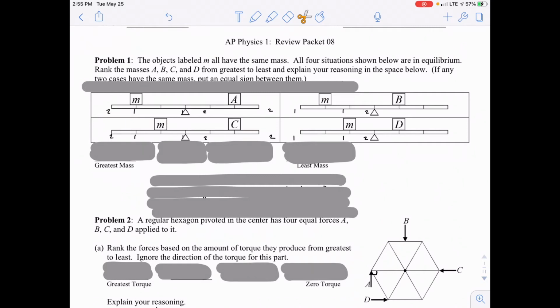Hello and welcome. In this video, we're going to be looking at the review packet for AP Physics 1 rotational motion. This will include rotational kinematics, rotational dynamics, including balanced torques and net torques, as well as rotational energy, rotational inertia, and angular momentum. This will include review packets 8 and 9 together.